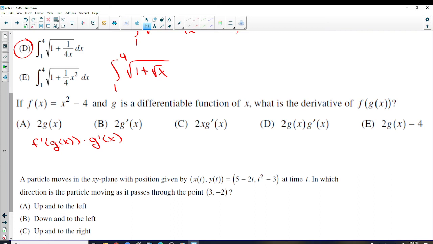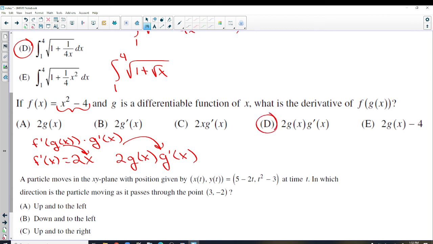Now, this is the other piece of information that they give us. So we know that f prime of x is 2x. But we're going to plug g of x into that. That's what f prime of g of x says. So we can do this. We go 2 times g of x. But then this just has to tag along. And that's the most we can do because we have no information on what g actually is. We know f, we don't know g. That's as far as we can take it.